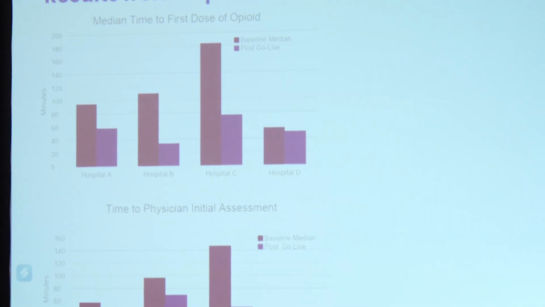Wow, I'm very sorry. Our slides format is not set up correctly here, but I just want to start with the results. We got 2 reds on the screen. The red on the left on the top is a median time to first dose of opioid.